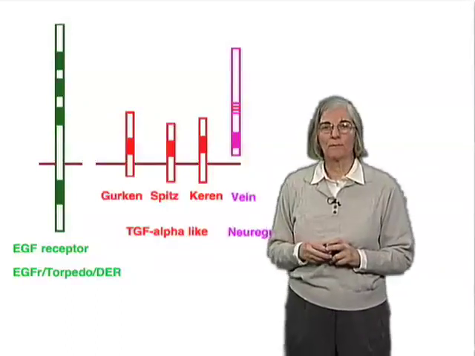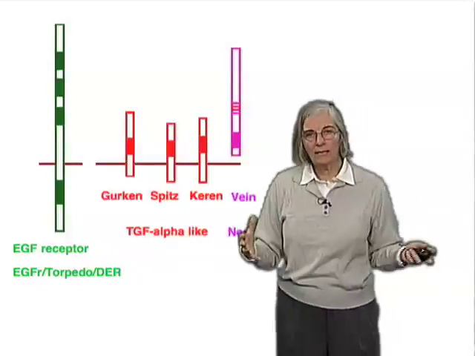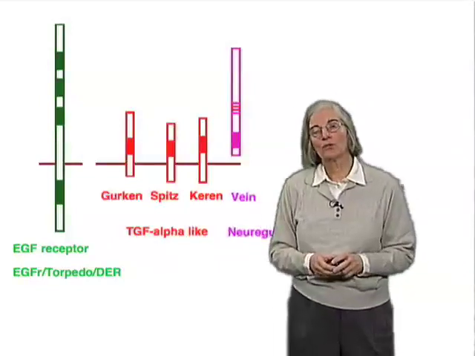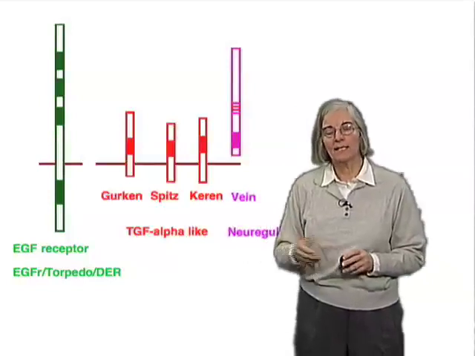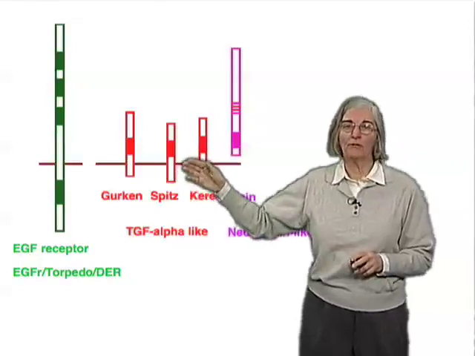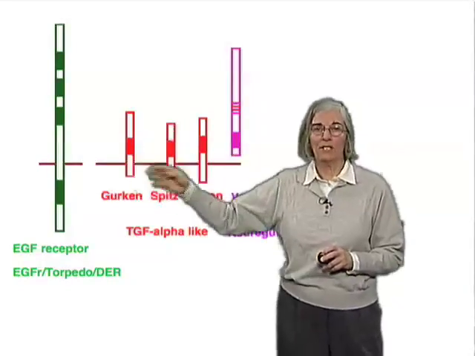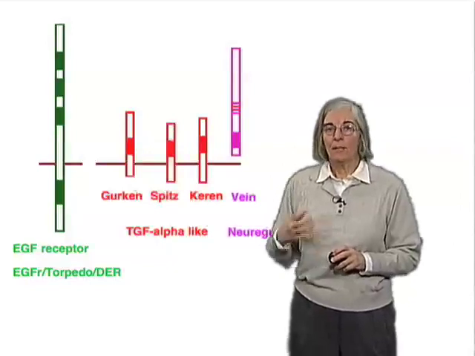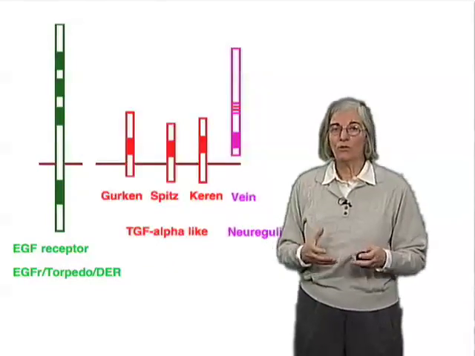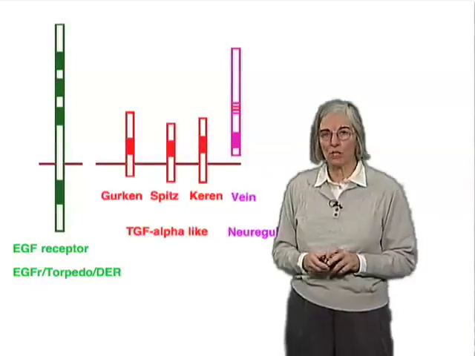ligand molecules. In fact, the EGF receptor is required multiple times during Drosophila development, and it acts in several different tissues. It can be activated by a number of different ligands. Gurken, which is one of these ligands, is specifically used, though, by the oocyte to signal to the EGF receptor during oogenesis.